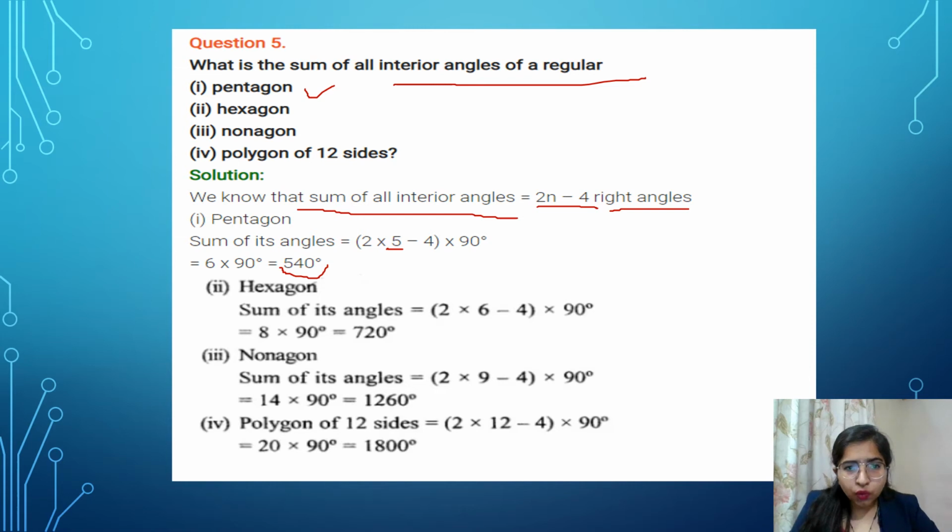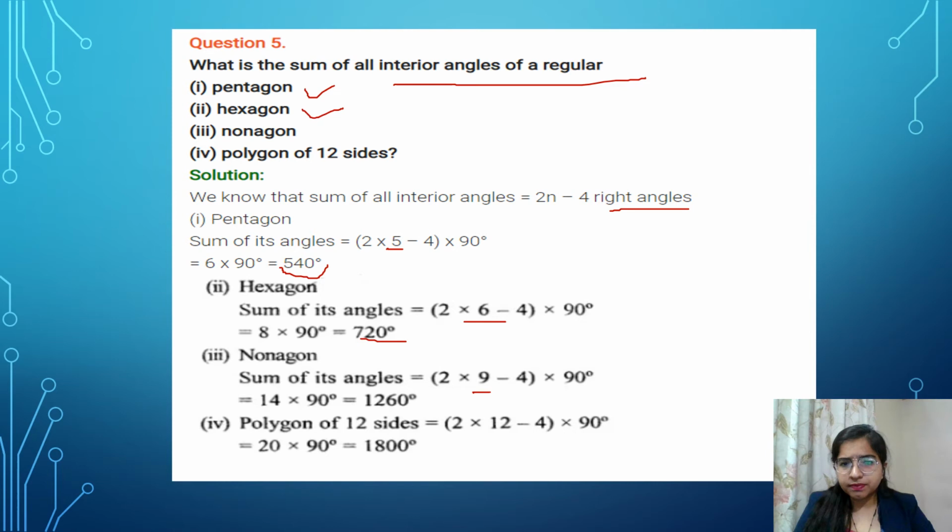Clear, all of you? So what will be the sum of interior angles of a hexagon? Same thing. You have to put the value of n equal to 6 only, right? 2 into 6 minus 4, you will get 720. This will be the answer, the sum of interior angles of a hexagon. For a nonagon, you know very well that there are 9 sides, so at the place of n, you have to put 9. Same only. With a polygon of 12 sides, you have to put 12 at the place of n. Getting all of you? It's too simple.